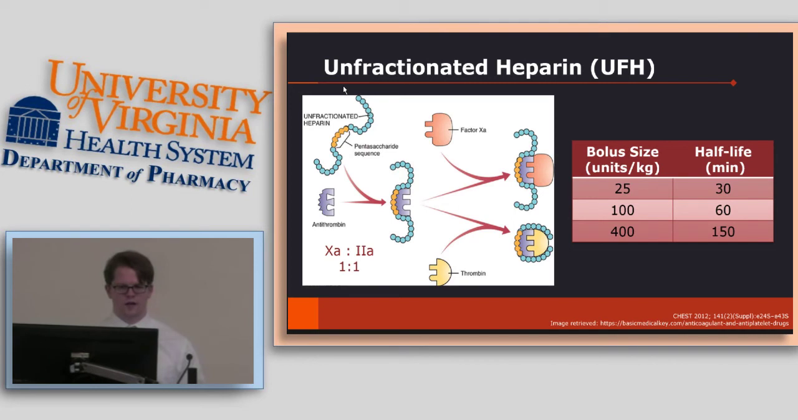So unfractionated heparin is a glycosaminoglycan chain with an active pentasaccharide sequence. This sequence binds to antithrombin, inducing a conformation change that allows antithrombin to bind to both factor 10A as well as form a charge-dependent complex with thrombin. While heparin also inactivates factors 9, 11, and 12 on the intrinsic clotting cascade.